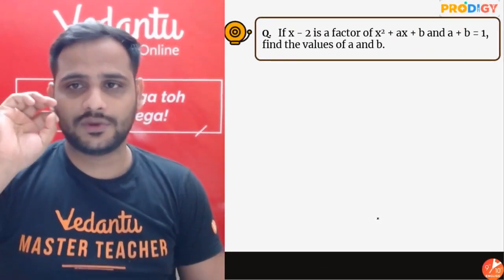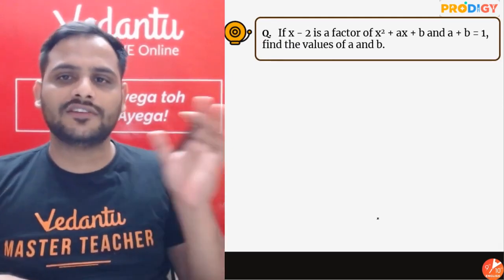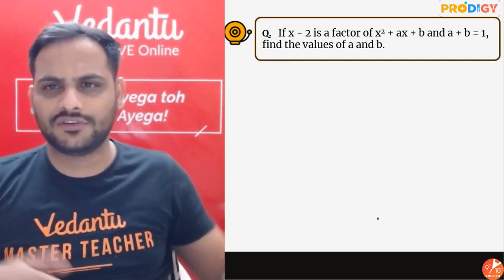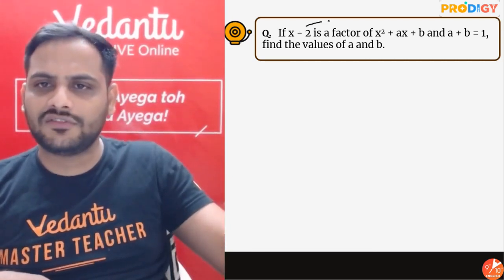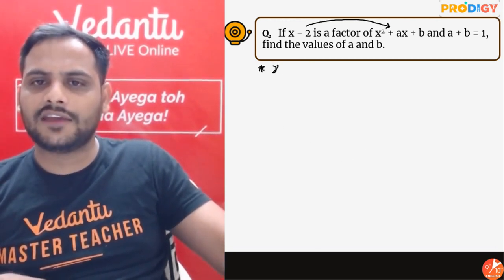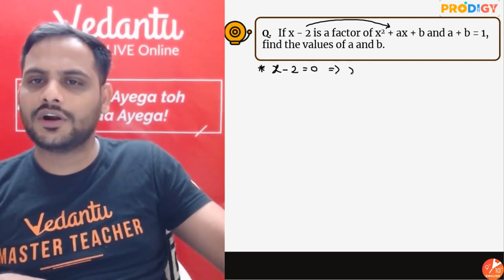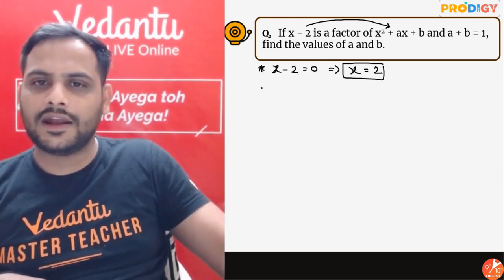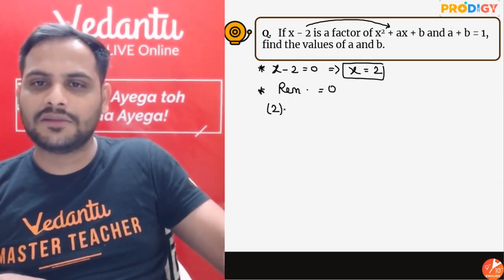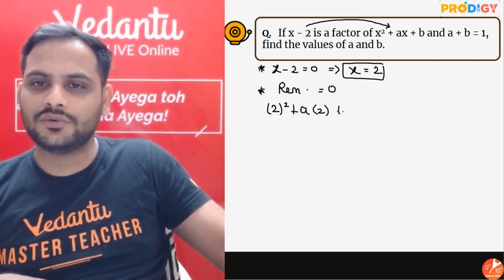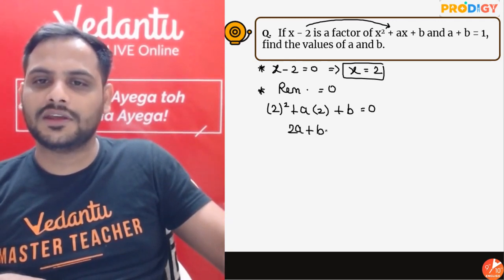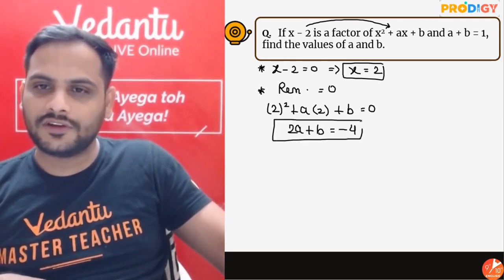Alright. Now next question देखो. If x minus 2 is a factor of x square plus ax plus b and a plus b is equal to 1, find the values of b. So I know that if x minus 2 is a factor of this, so use factor theorem. Step 1, x minus 2 equal to 0, you got x equal to 2, and I know since it is a factor, remainder is equal to 0. Remainder will be nothing but 2 square plus a into 2 plus b equal to 0. So shift 4 over there. 2a plus b is equal to minus 4. This is the first equation.